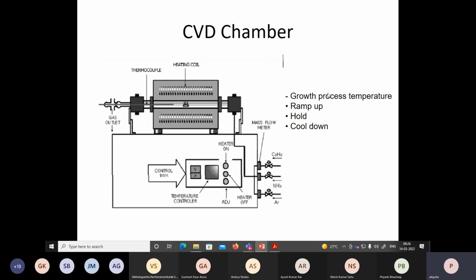Okay, so here it is written growth process temperature: you need to ramp up this heater. You keep this heater at a particular temperature for several minutes, and then you cool it down. Okay, so there are mass flow meters or mass flow controllers. They control the amount of gases going inside the chamber. Okay, and there are temperature controllers and all that.